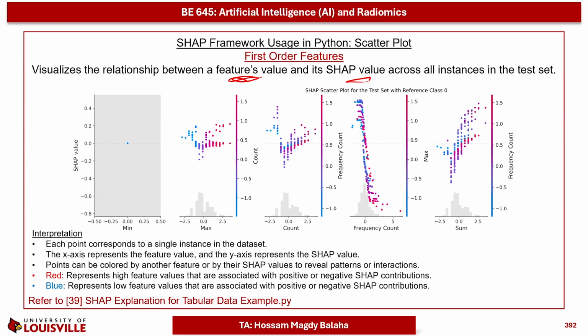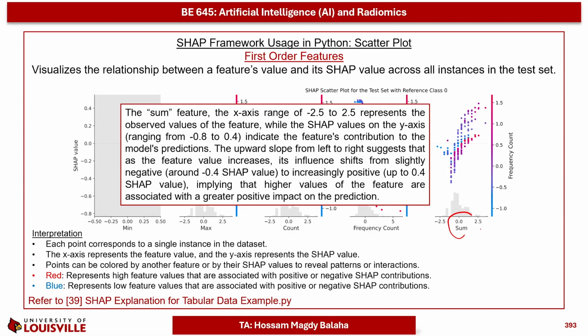And let's see how to read it. So let's focus on the last subplot. Here we have the sum feature on the x-axis and the SHAP value on the y-axis. As you see, in the x-axis, the values range from negative 2.5 to 2.5, and the SHAP values on the y-axis range from negative 0.8 to positive 0.4. And here, as you see in this plot, it's a scatter plot, a point for each instance, and it's colored according to the corresponding SHAP value.